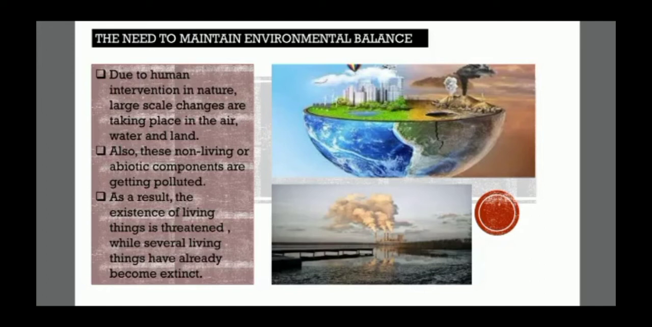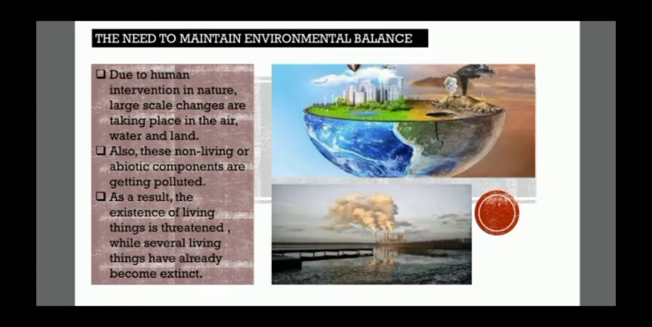So what happens exactly here? Due to human intervention in nature, that is, the various developments which are taking place in the air, on the land and water, non-living things or abiotic components are getting polluted. As a result, living things' lives are getting into danger. Several living things have already become extinct. If you see some of the animals which are rarely seen, their species have become extinct.